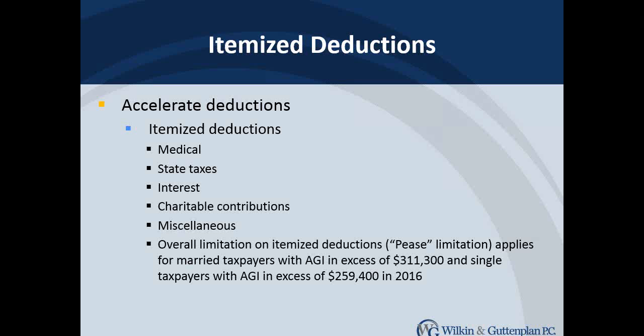One thing to note, once taxpayers are considered high income, there is a PEASE limitation. So this is an overall limitation on your itemized deductions. The threshold for taxpayers that are married in 2016 is $311,000 and $259,000 for those taxpayers that are single. And what that means is that all of your itemized deductions are going to get a little bit of a haircut. They're not going to be 100% deductible for your tax calculation.